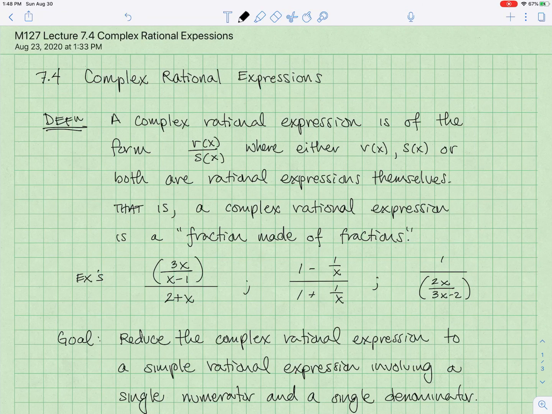All right, everybody, let's talk about complex rational expressions, what they are, and how to deal with them. This is section 7.4 of your text, complex rational expressions. I think on the calendar it says complex fractions, same thing.